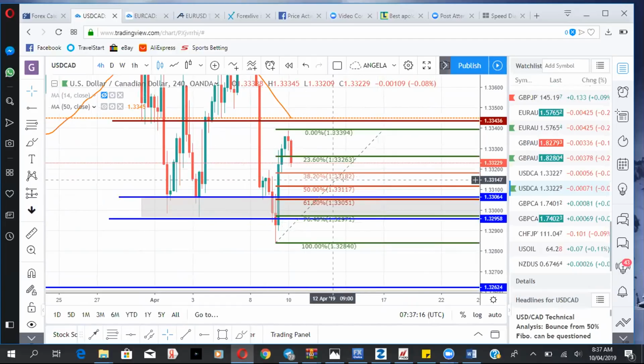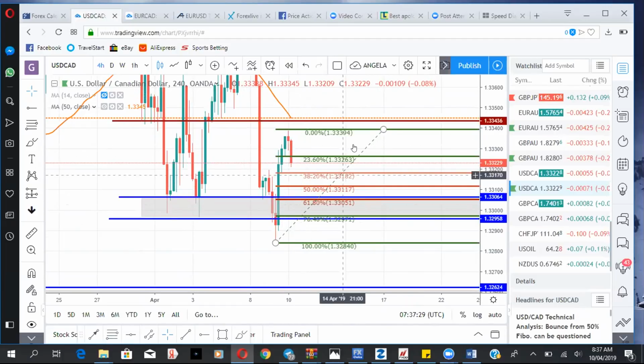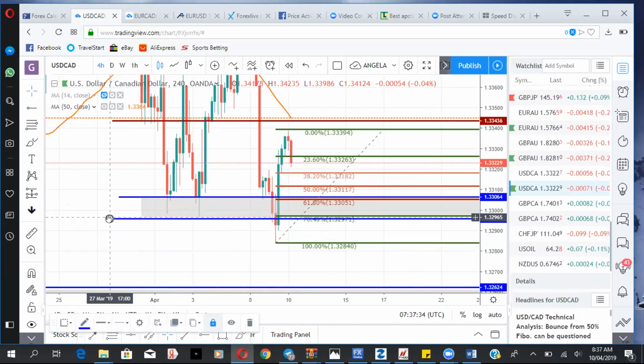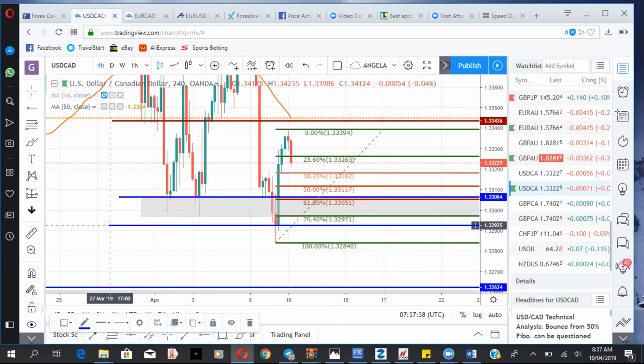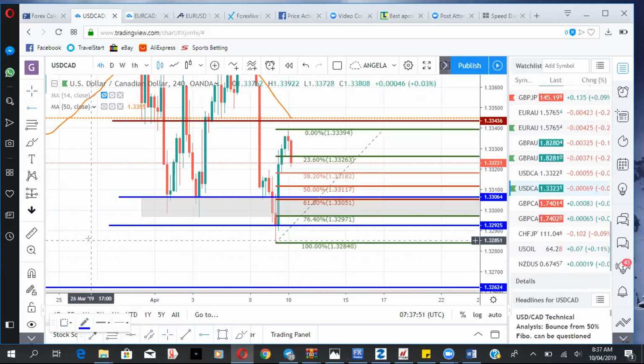The 38.2 comes in at 1.3318. The 50% 1.3311. 61.8 comes in at 1.3305. So these are the levels you just need to pay attention to, because price may come down to them and move back up. That is as long as the support that price made holds. So I think we have a new support. Let me get the new support in play. Yes, we have a new support structure.